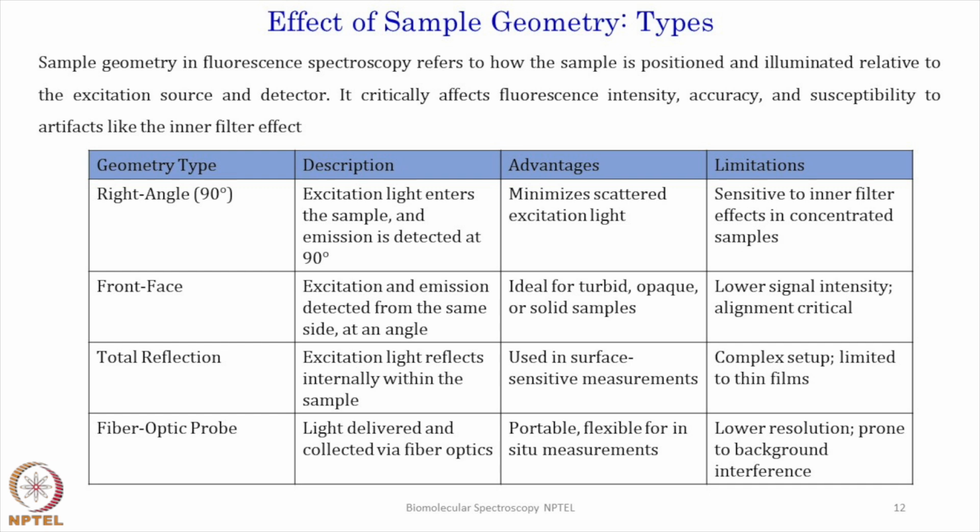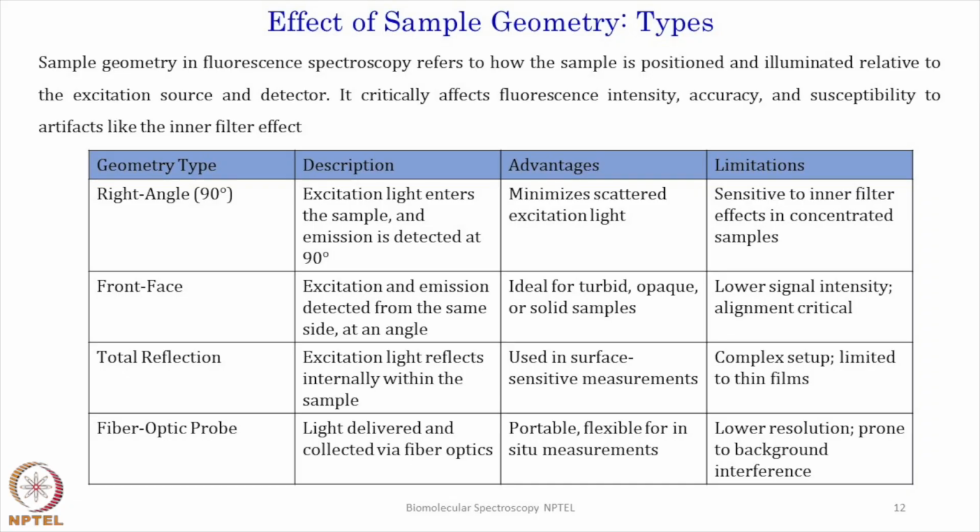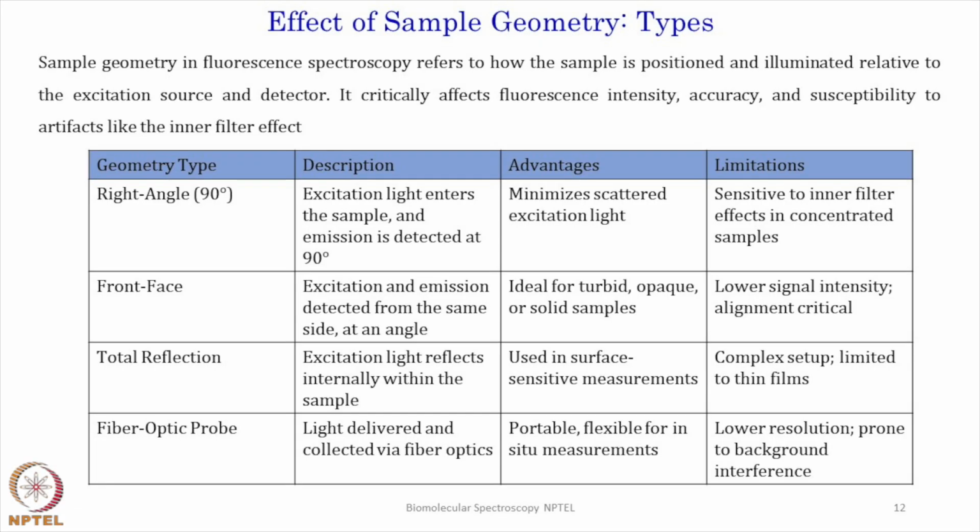Front face: excitation and emission are detected on the same side, at an angle either like this or like 45 degrees. That is ideal for turbid, opaque samples or a solid sample, and that lowers the intensity, but here the alignment is very critical. You cannot just do it as it is, you have to align the optics to have the minimum disturbance coming from there.